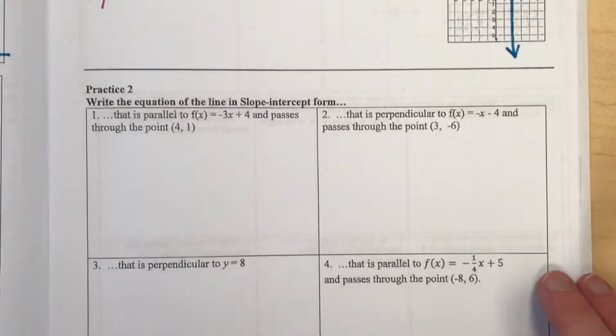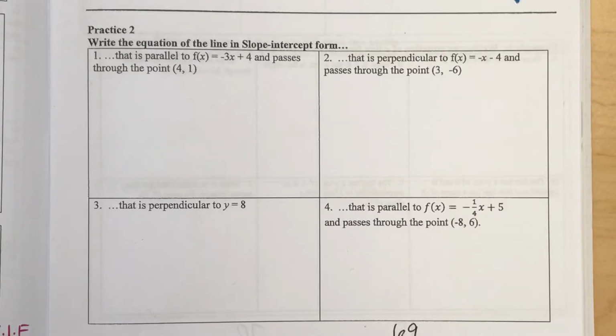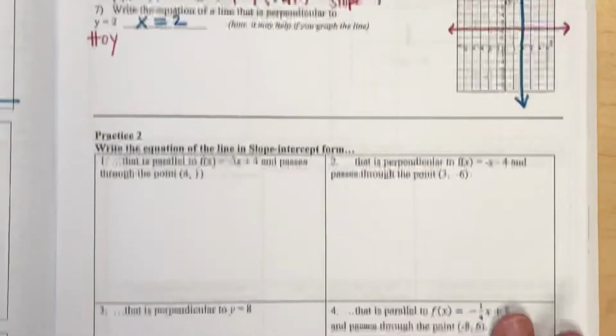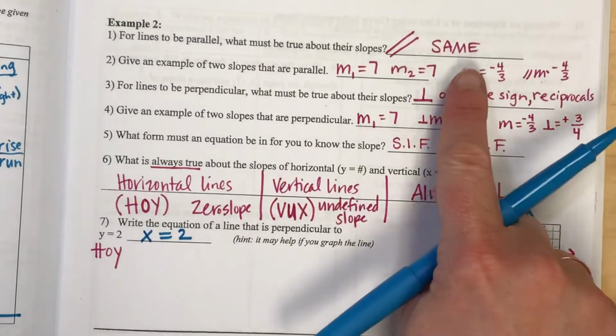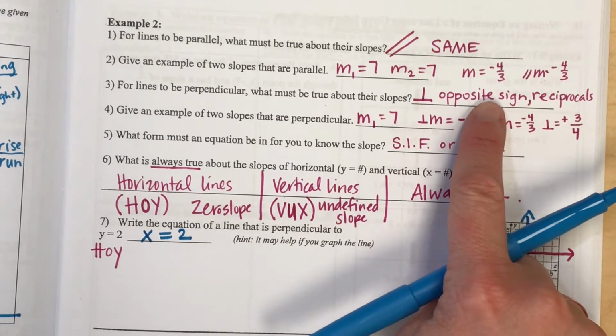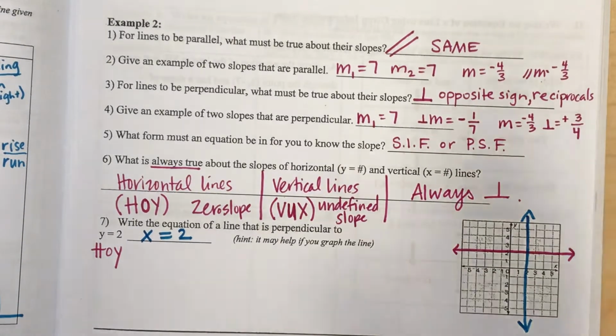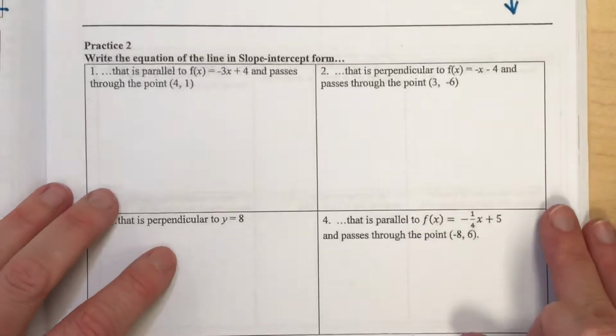Now, I have a second example here that goes through 4 questions that deal with parallel and perpendicular lines. And now that we've just kind of refreshed on our slopes, parallel lines have the same slope and perpendicular lines have opposite reciprocal slopes, I think we're ready for some examples. So I have 4 examples here for us to work through.